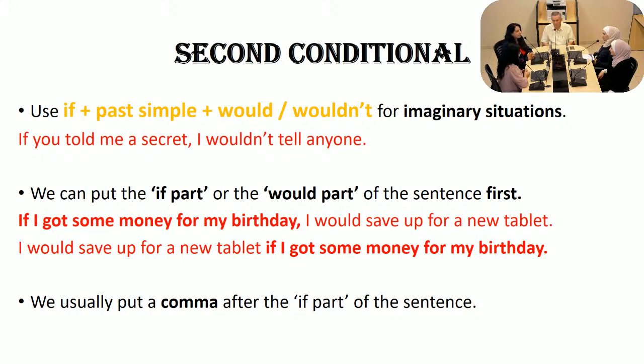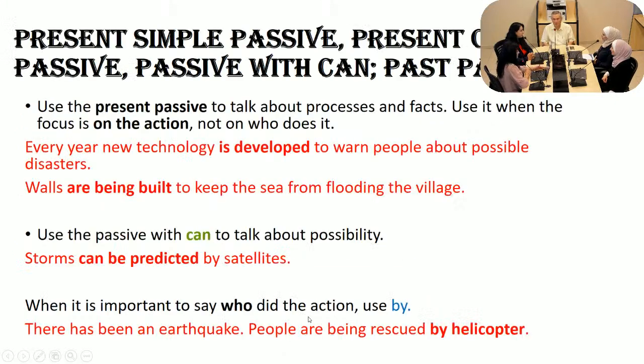I would save up for a new tablet if I get some money for my birthday. We hope you get it. We usually put a comma after the if part of the sentence, and you have already explained it. Yes, the following slide, Miss Nasreen.